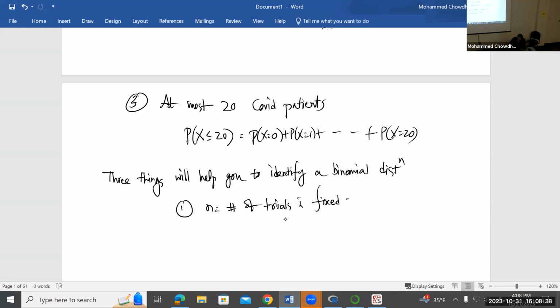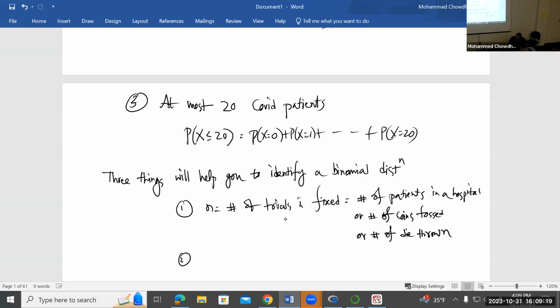What do you mean by number of trials? Number of patients in a hospital, or number of coins tossed, or number of dice thrown. Understand?